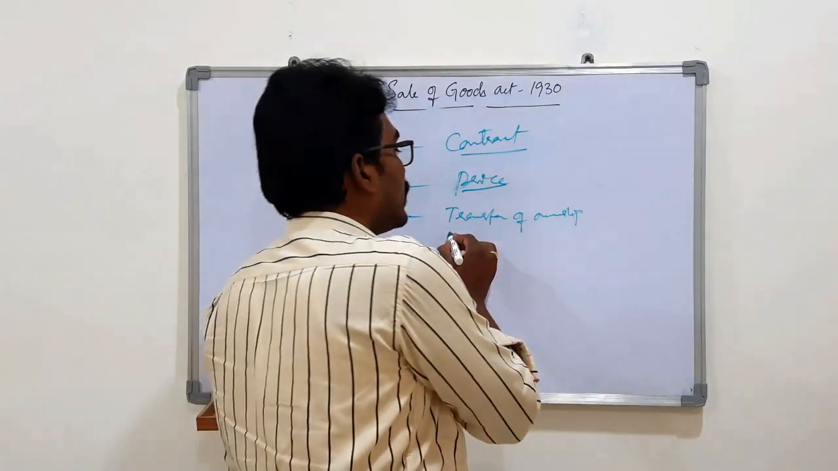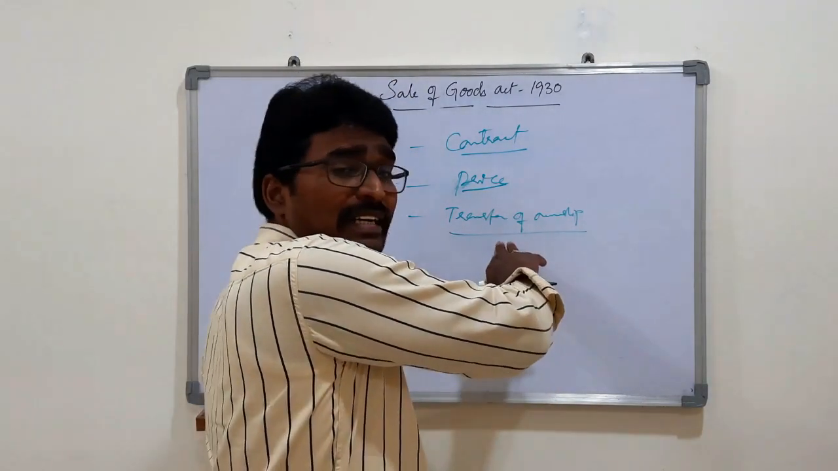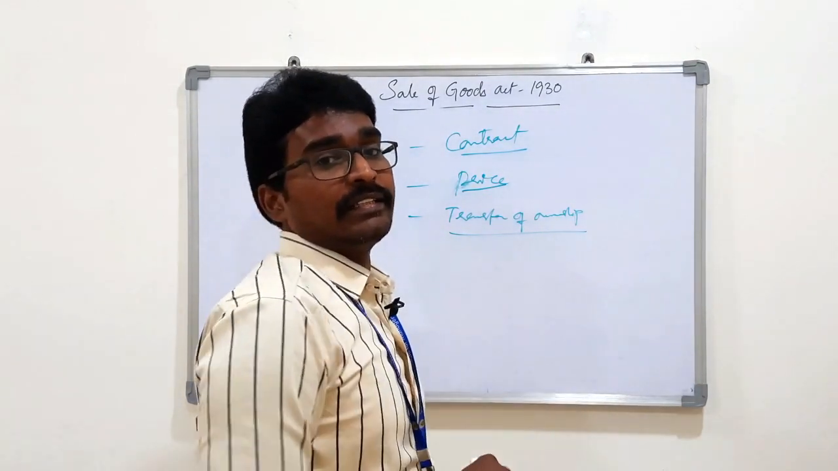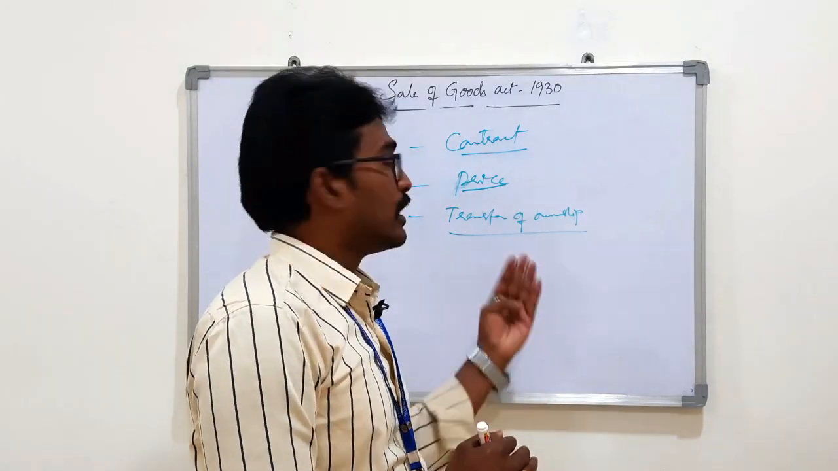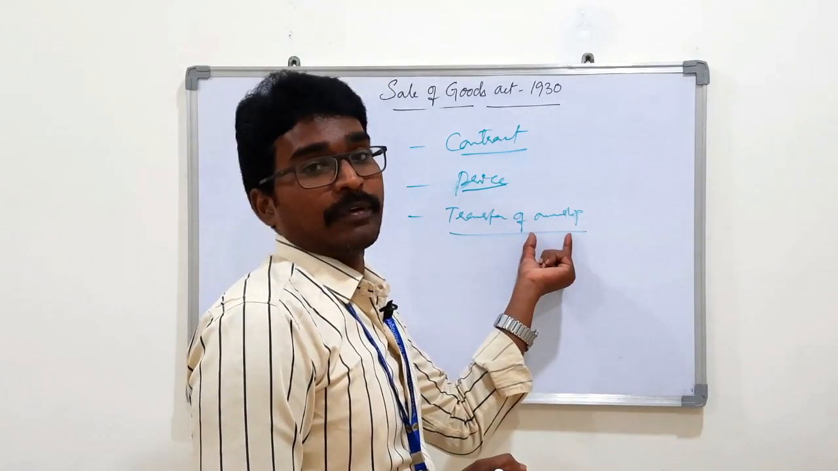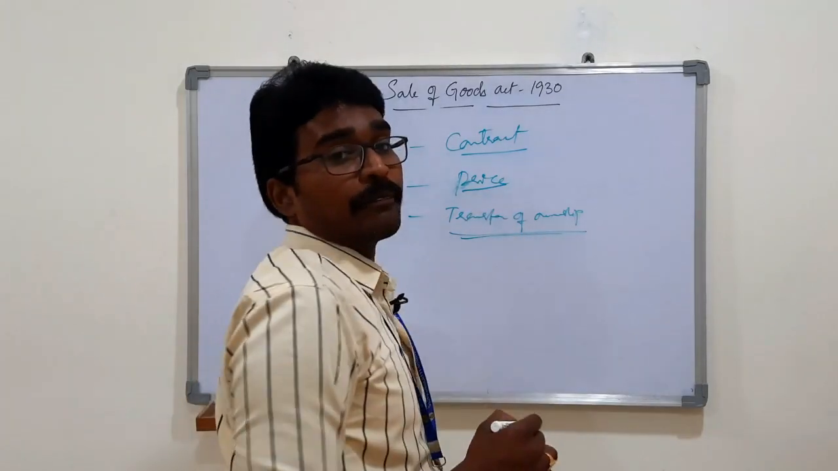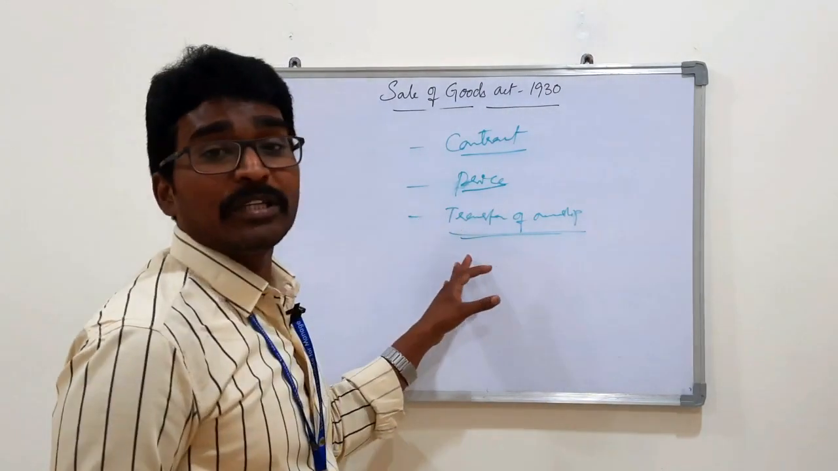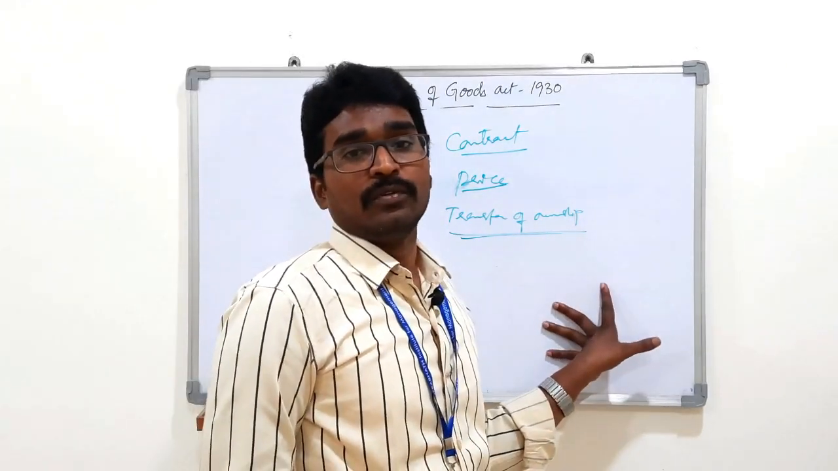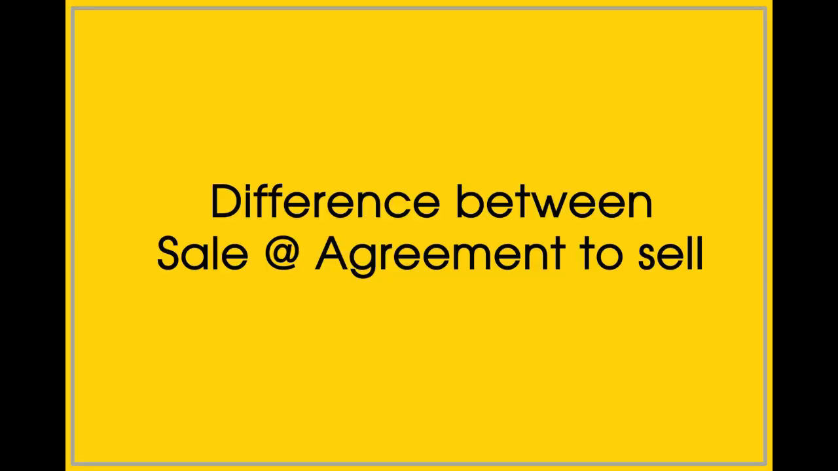In the same way, the transfer of ownership. In sale of goods, the possession of the goods will also change. After the sale, there will be an immediate transfer of ownership from one party to the other party. This is called transfer of ownership. So these are the essential elements needed in order to make a valid sale of goods, or to perform sale of goods.